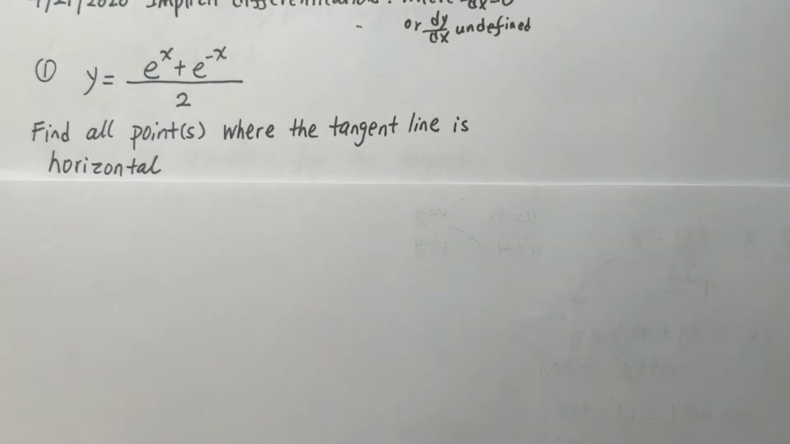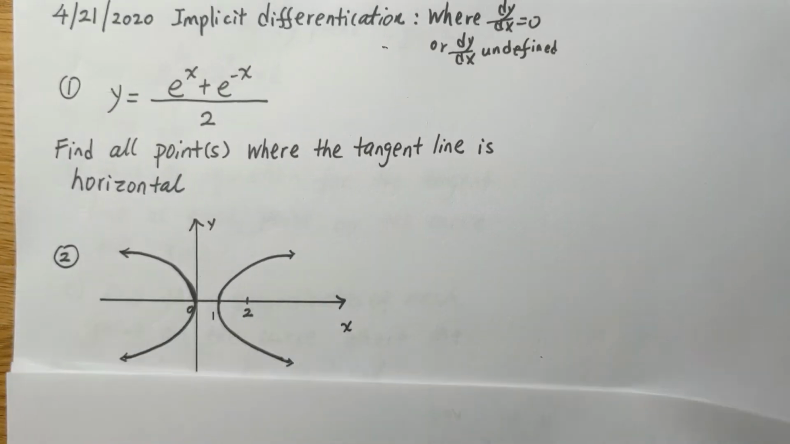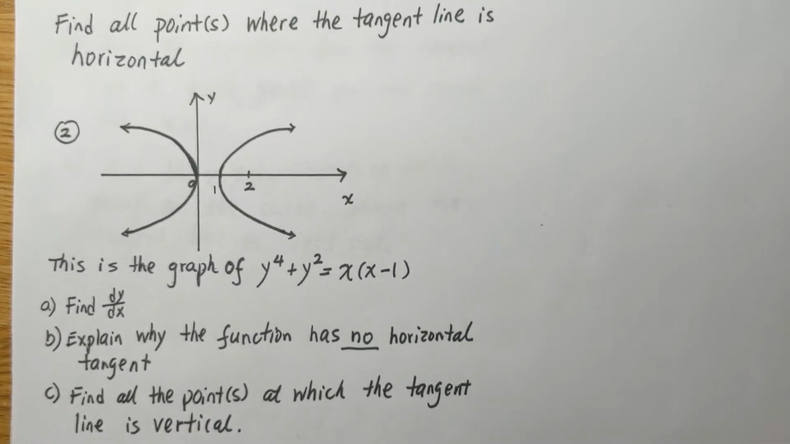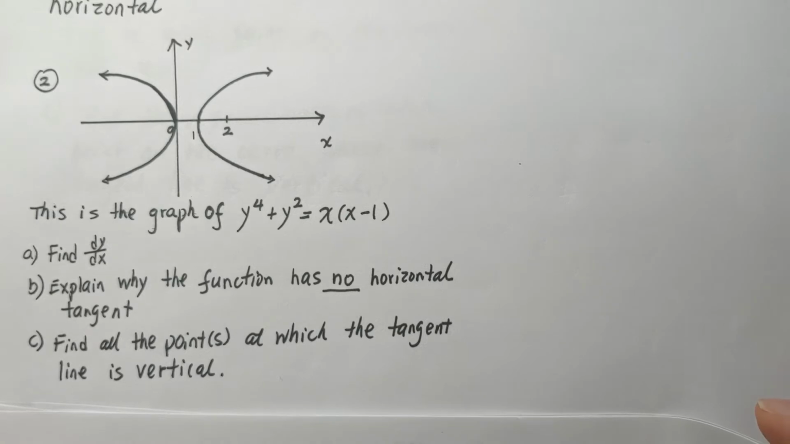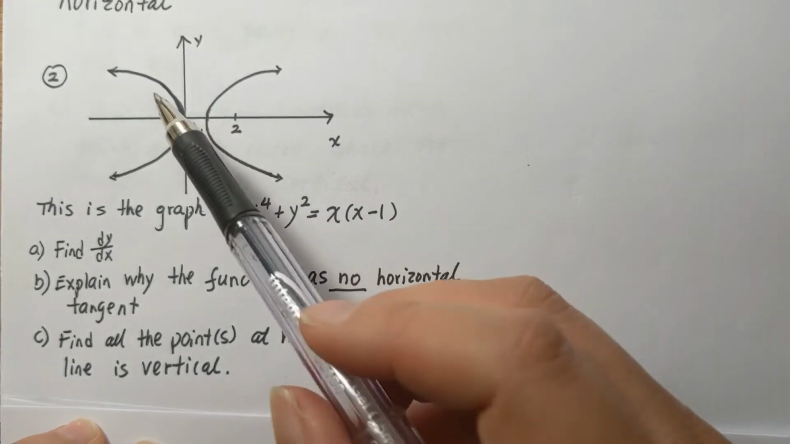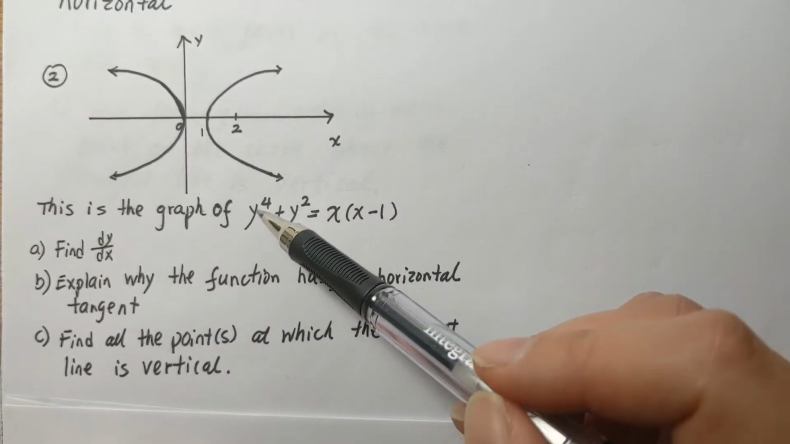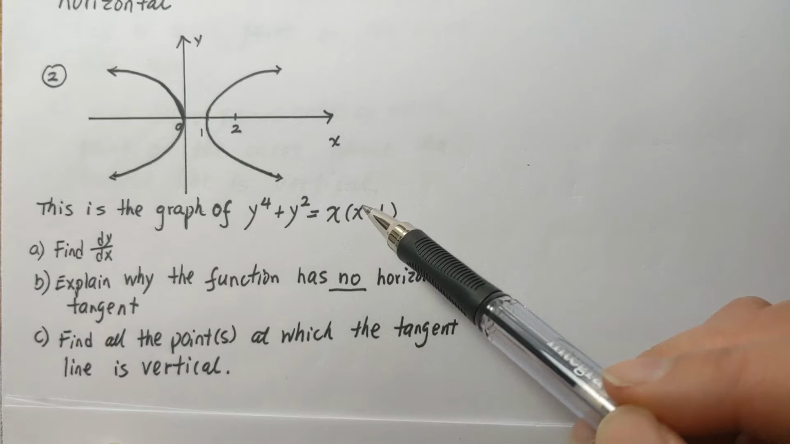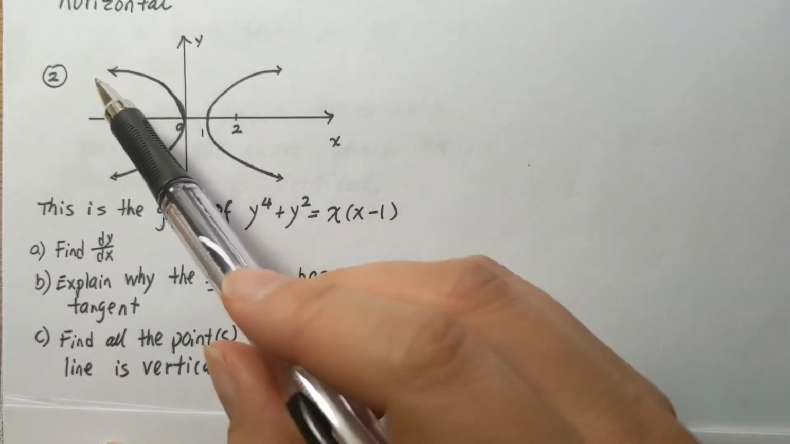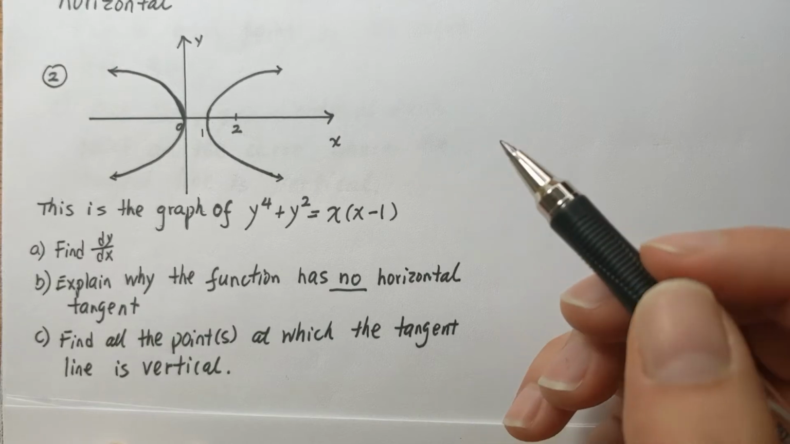Now let's go to question number 2. Question number 2. This is going to be the graph of this function, y to the 4 plus y squared equal to x times (x minus 1). These two are horizontal parabolas.